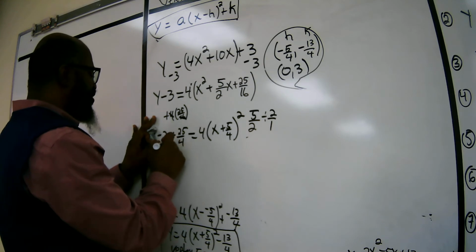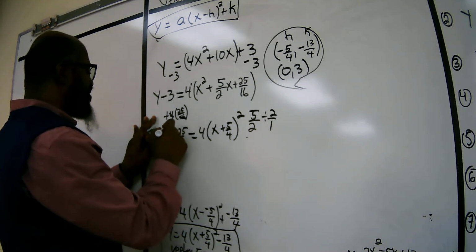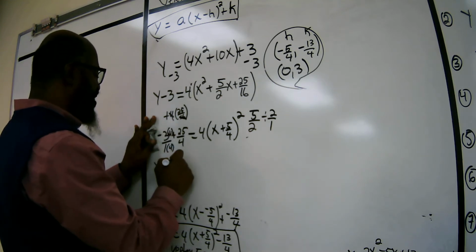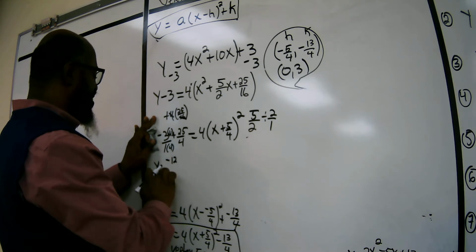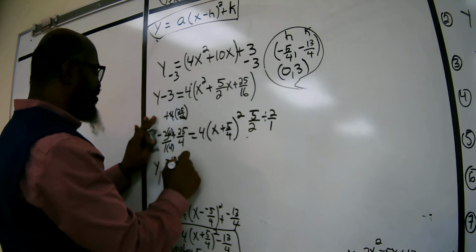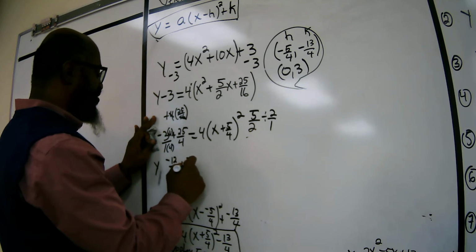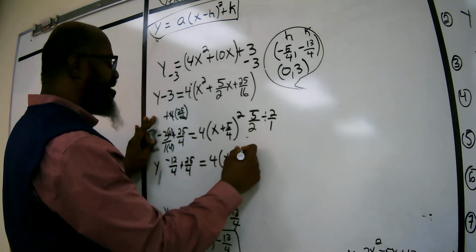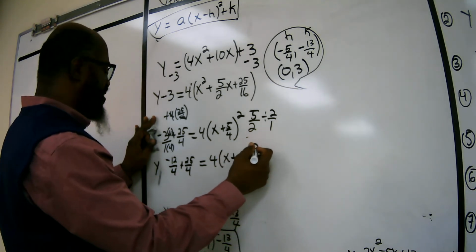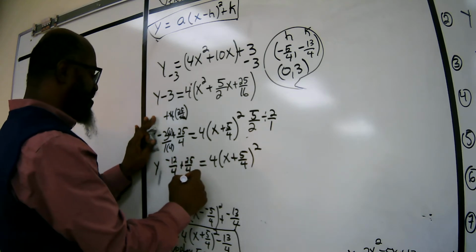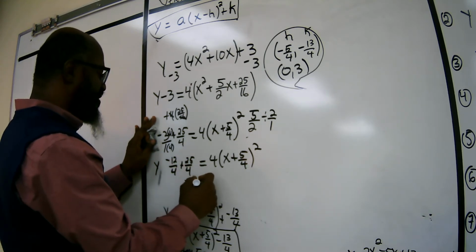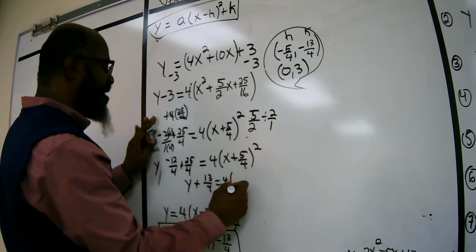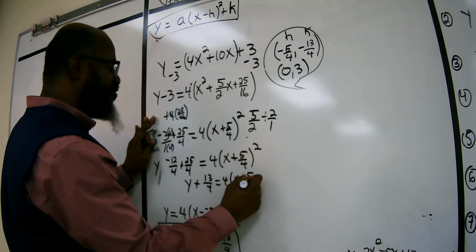So we're going to put this over 1, multiplied by 4, multiplied by 4. So you will end up with y minus 12 over 4 plus 25 over 4 is equal to 4 times x plus 5 over 4 squared. When you combine this, it's going to give you 13. We'll end up with y plus 13 over 4 is equal to 4 times x plus 5 over 4 squared.